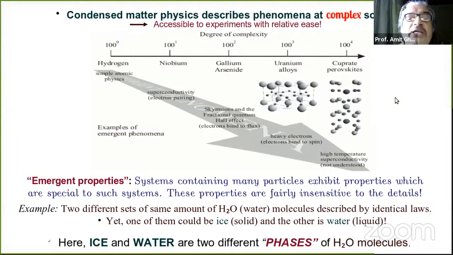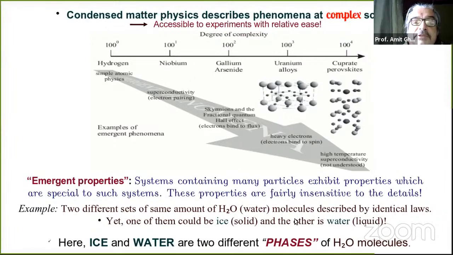With that, something beautiful emerges, what is known as emergent properties. Emergent properties are properties of matter which exist because of the many particle nature of the system. So systems containing many particles exhibit properties which are special to such systems. This sounds a little like jargon, because of course, if you want to describe properties, they must be special to those systems. So what is special about many particle systems? The thing is that these properties are fairly insensitive to the details of the material, but depend on something else.